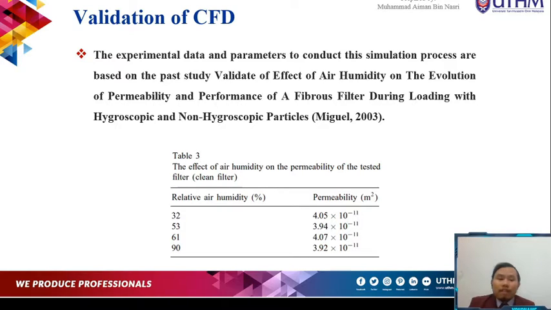Validation of CFD. The experimental data and parameters to conduct this simulation process are based on a past study reference, which validates the effect of air humidity on the evaluation of permeability and performance of a fibrous filter during loading with hygroscopic and non-hygroscopic particles.